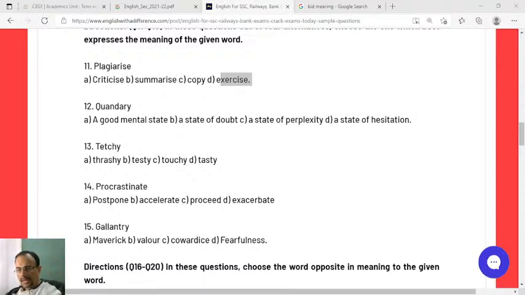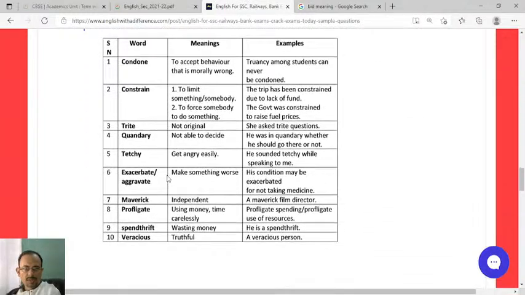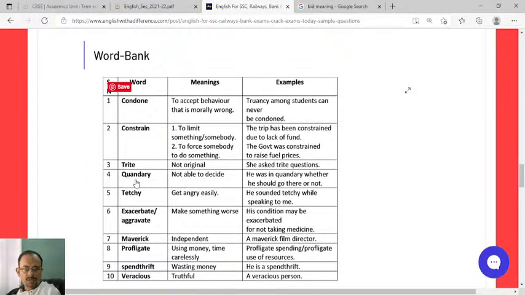Okay, let's do the next one, dear students. Quandary. What is the meaning of quandary? You don't know. Okay, it's a bit difficult. So that is why I have made a table here. You see, I have written here. Quandary means not able to decide. If you are not able to decide something, it is called quandary.